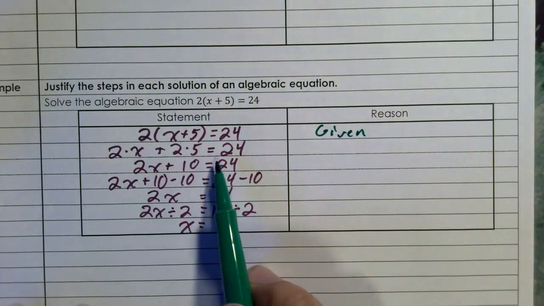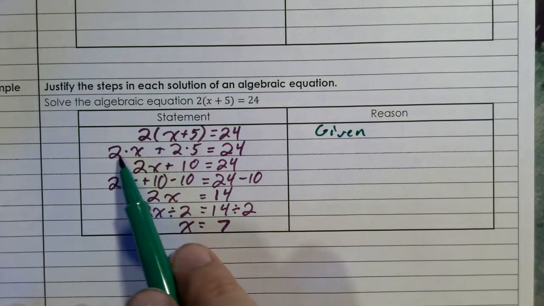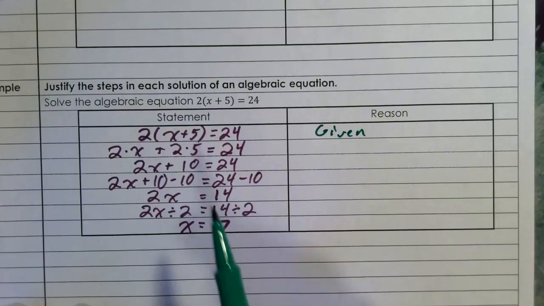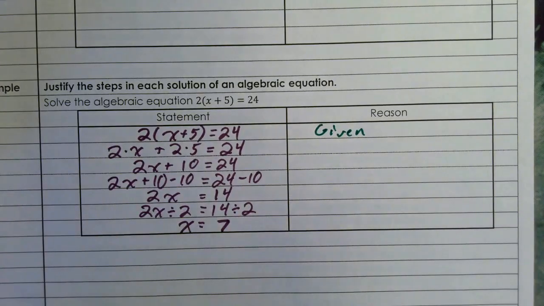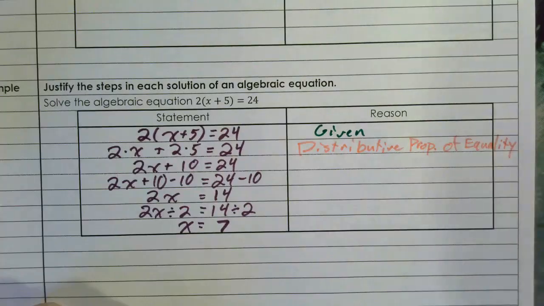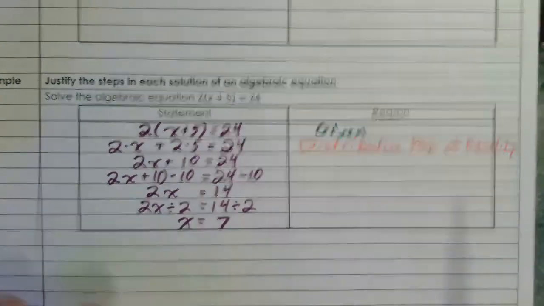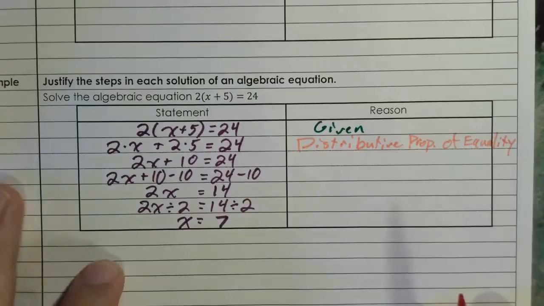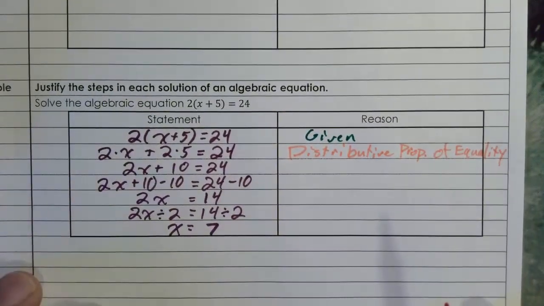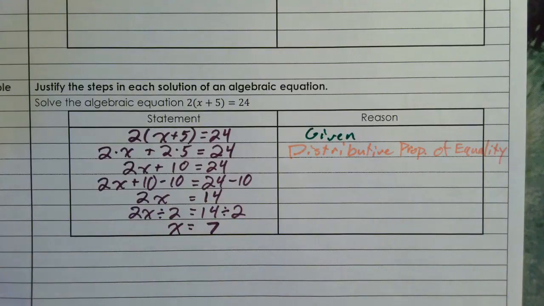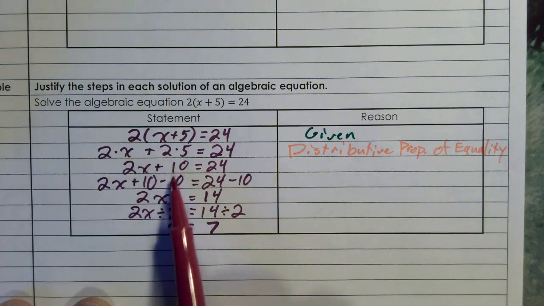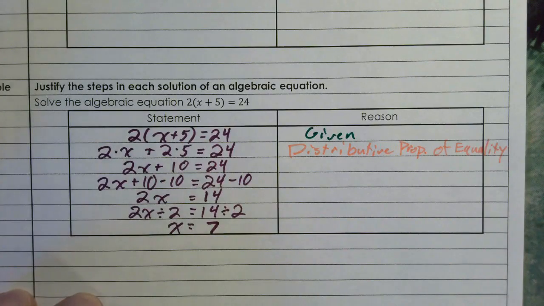Then I multiply, let's see, no, I distributed. I distributed that 2 into that parenthesis. So I've got a distributive property. I gotta write that down. There we go. Distributive property of equality. Great. Then after I did that distributive property, I needed to actually multiply that stuff together. So that was a simplify step.